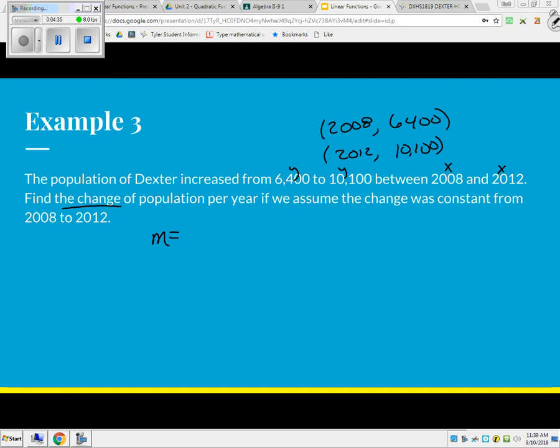So I would do y2 minus my y1 over x2 minus my x1. And whenever I type all that in my calculator, I get 925. What does that mean? Just as the problem was asking, that on average, between the year 2008 and 2012, the population grew by 925 people each year.